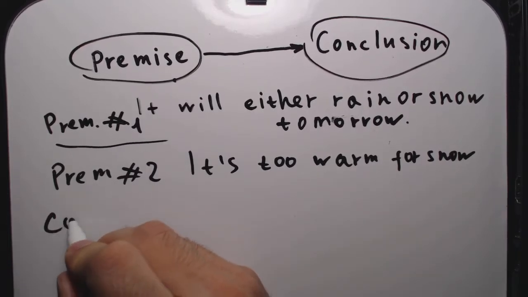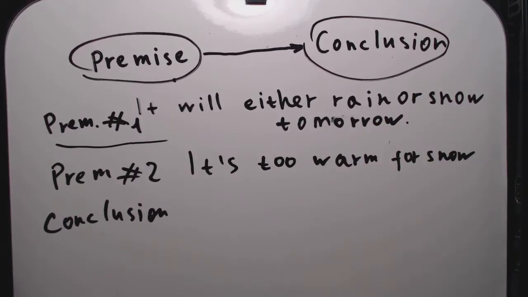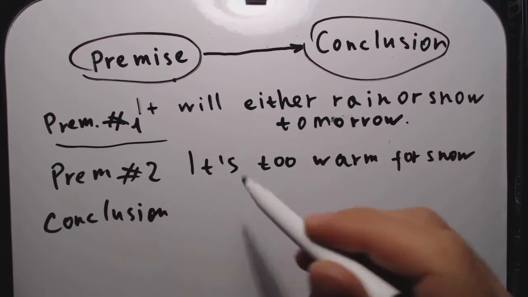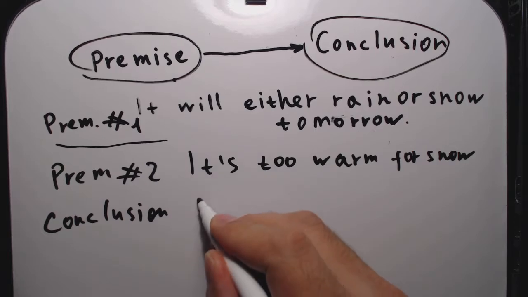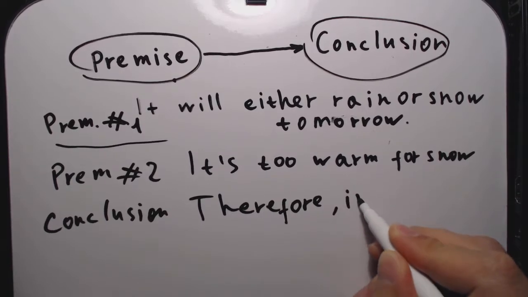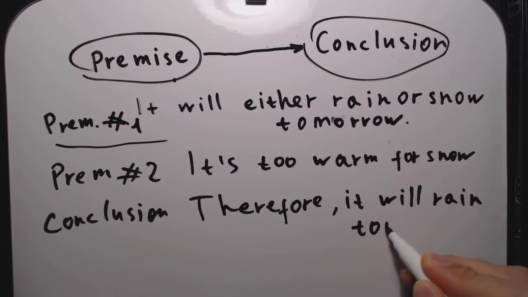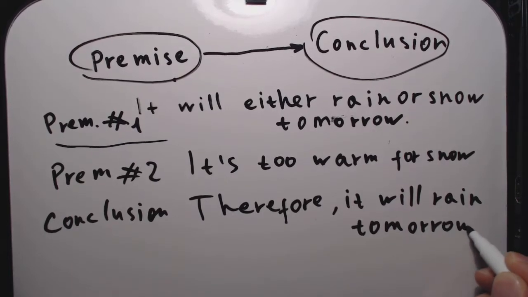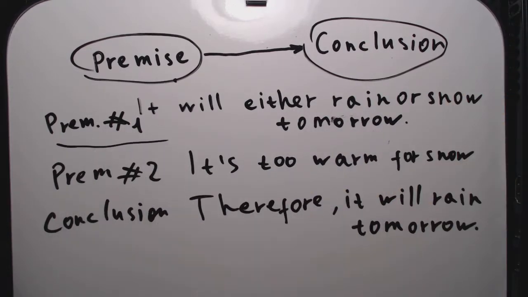And now our conclusion. Remember, both of these must be true, and only if they are true will our conclusion follow. And then the whole argument will be valid. So our conclusion is as follows. Therefore, it will rain tomorrow. As you can see, we have both premises, they're both true, and the conclusion is true.